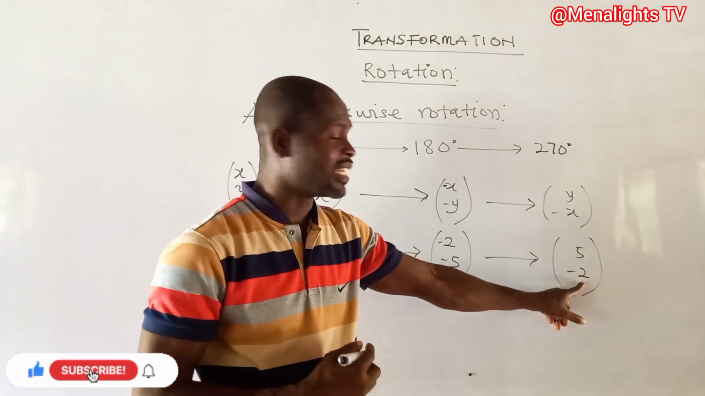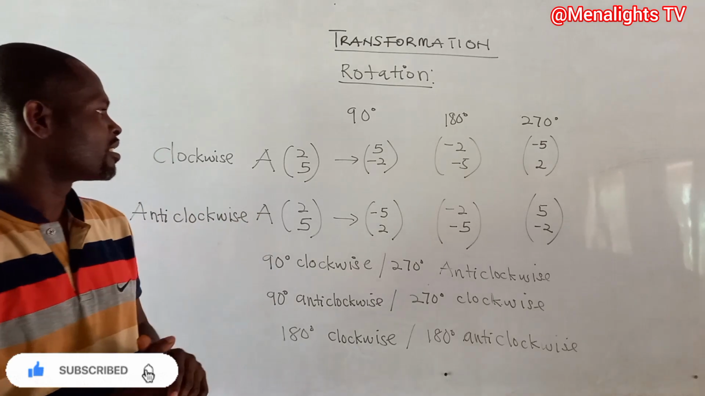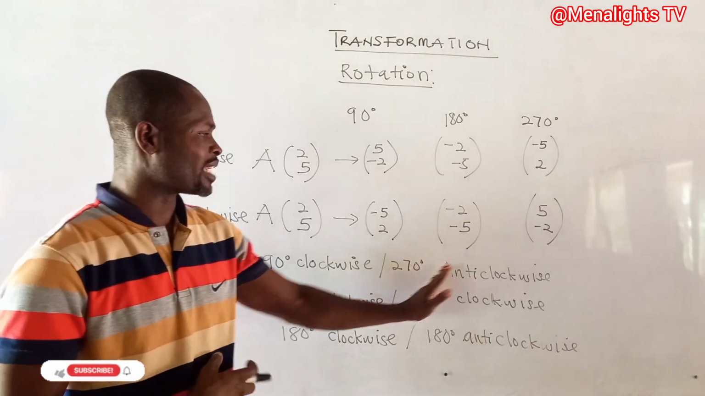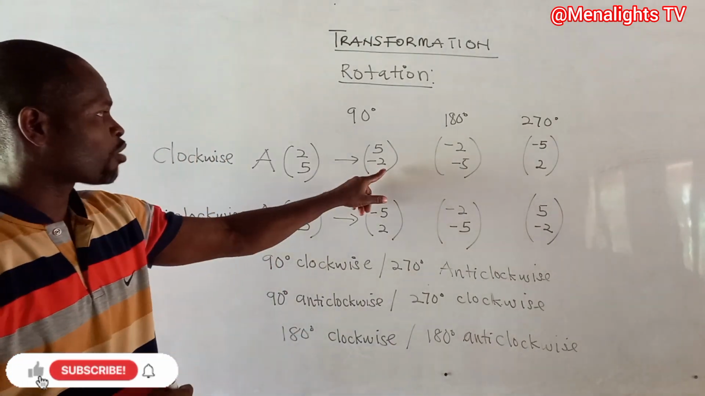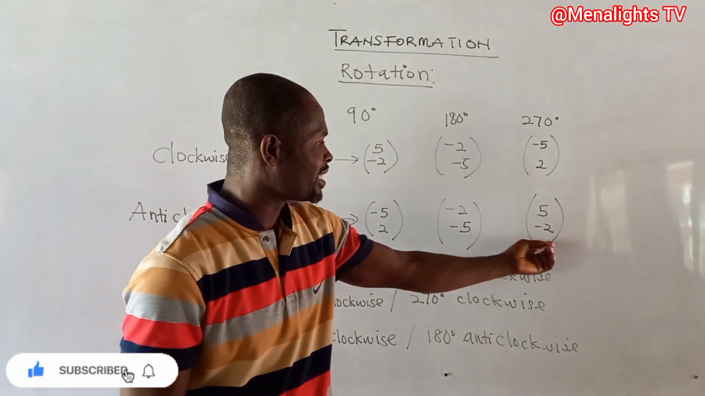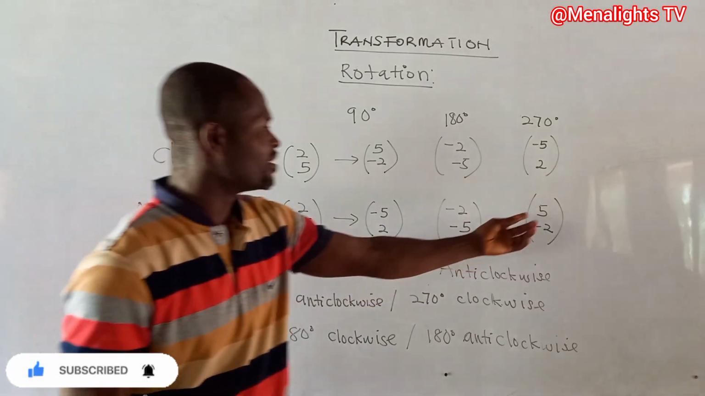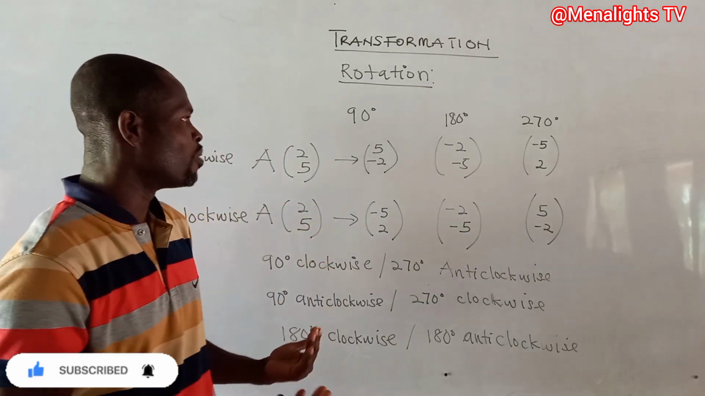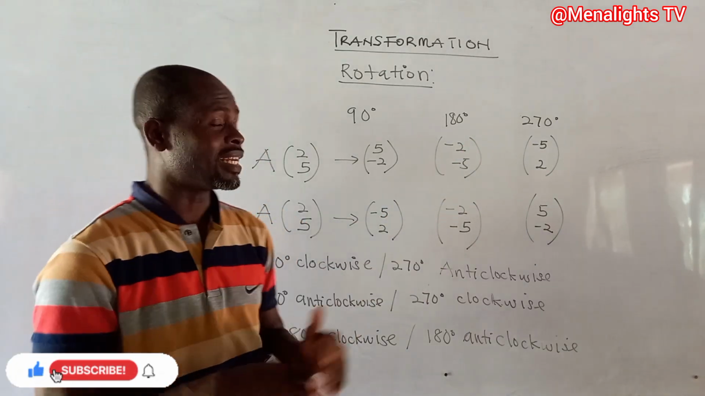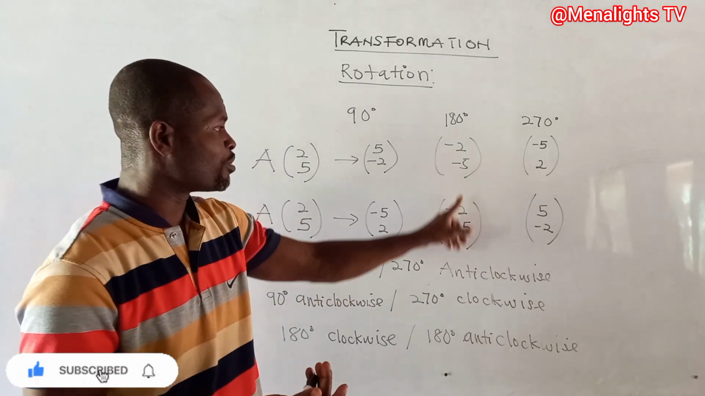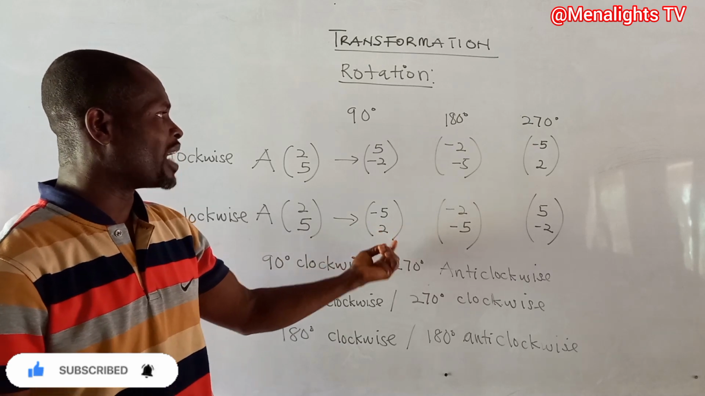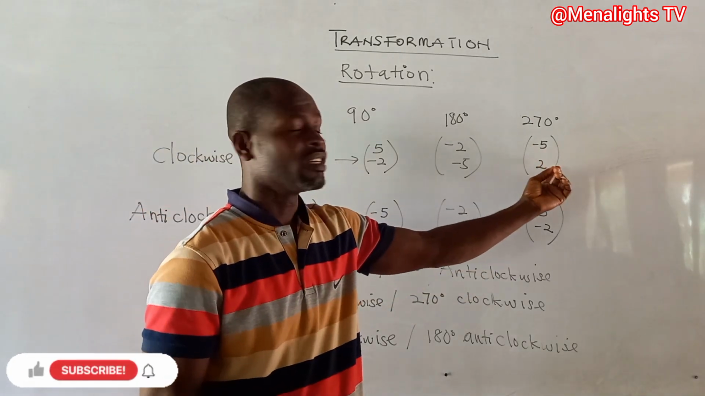You have 5, -2. So looking at this, we can say that the 90 degrees clockwise is the same as 270 degrees anti-clockwise. So here the clockwise 90 degrees is 5, -2. Then 270 degrees anti-clockwise, we are having the same 5, -2. So the same way, 180 degrees clockwise is the same as 180 degrees anti-clockwise. So when you look at it, you realize that we have the same result here. So the same way, 90 degrees anti-clockwise is the same as 270 degrees clockwise.